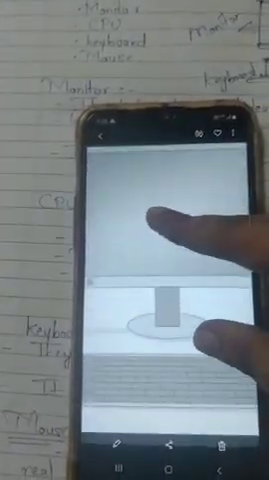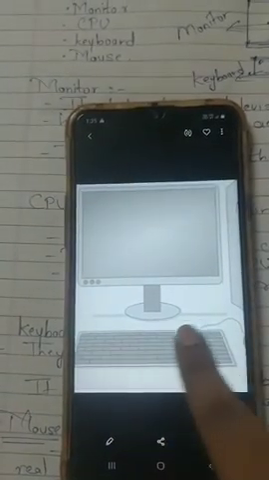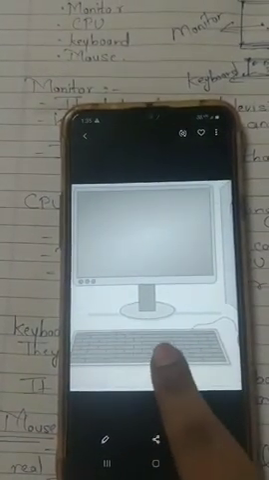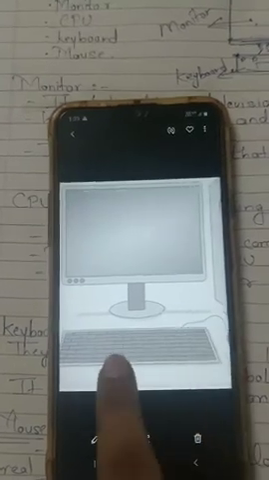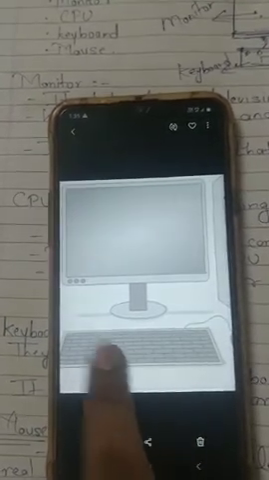What is the next topic? First, what you have learned: this is known as the monitor and this is known as the CPU. Now today we are going to see the topic keyboard and mouse. What is a keyboard? See, this is a keyboard. What is present on it? Keys. These are the keys present on it.